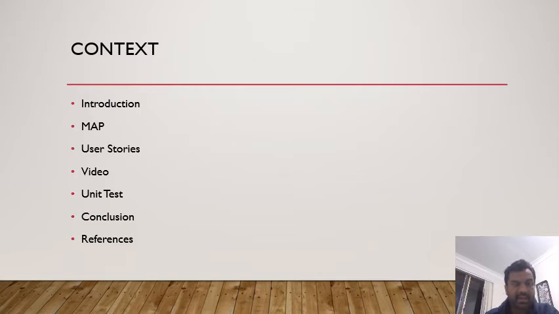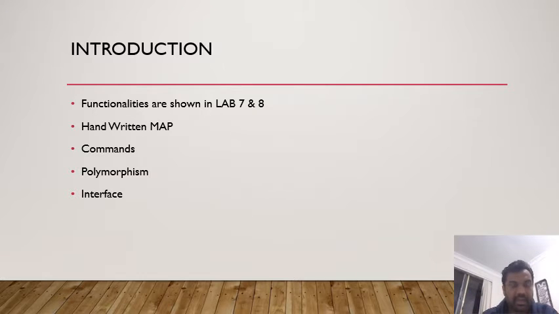In the contents we have introduction, map, user stories, video about the game, unit testing, conclusion, and in the end we have references. In the introduction, we use functionality from lab 7 and 8 and a hand-drawn map with the different locations we will discuss in a further slide, and commands like the move command, unequip command, and equip command that we have used, and polymorphism and interface.